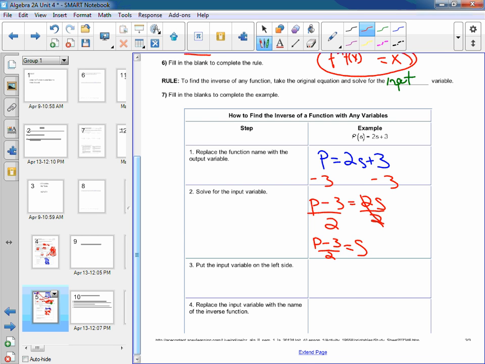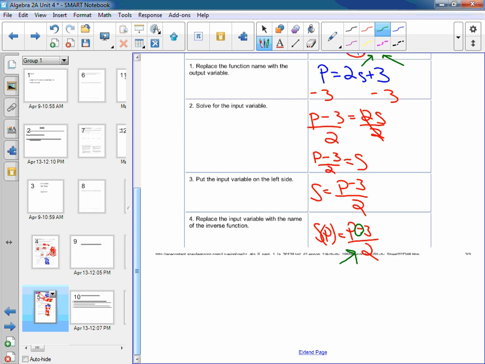And so it says put the input variable on the left side. So s is equal to p minus 3 over 2. And then we can rewrite it as, notice the original was p of s. Now the inverse is s of p equals p minus 3 over 2. Now notice, if you look at the original function, p of s, we had a plus 3. Notice in the inverse, we have a minus 3. Notice in the original function, there's a 2 times. Right here, 2 times. And notice here, we're dividing.